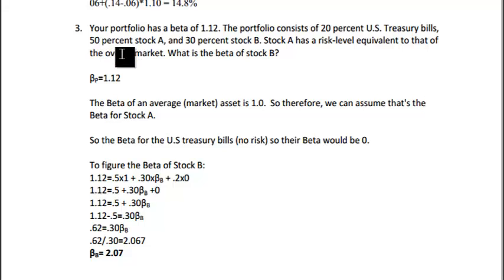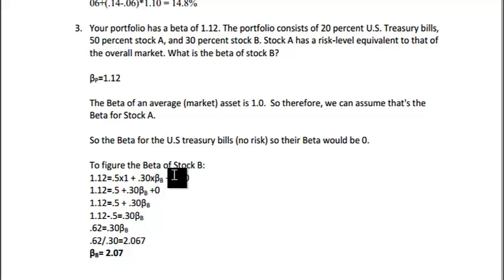Okay, we're looking at a portfolio, and we're looking at betas of a portfolio. So the ultimate equation we have is right down here. We have the beta of the portfolio is 1.12, which is given to us. And then we have 3 elements in our portfolio here. Stock A is 50% of the portfolio, and the beta of stock A is the same as the market. Stock B, which is 30% of the portfolio, has an unknown beta. And then the third investment is Treasury bills. Treasury bills have a beta of 0, they're no risk, and that's 20% of our portfolio.